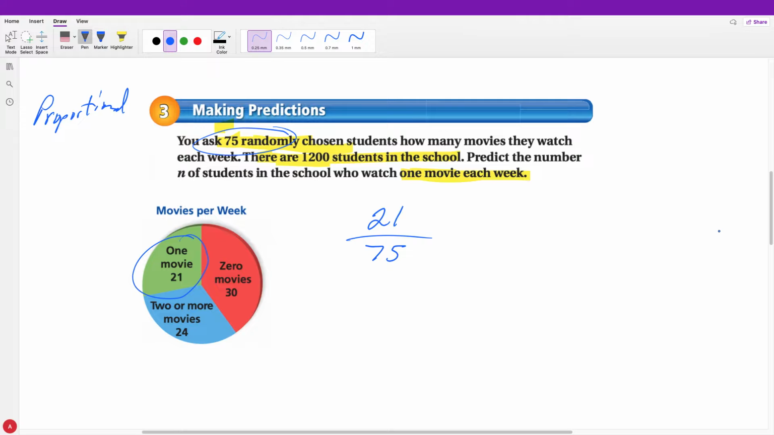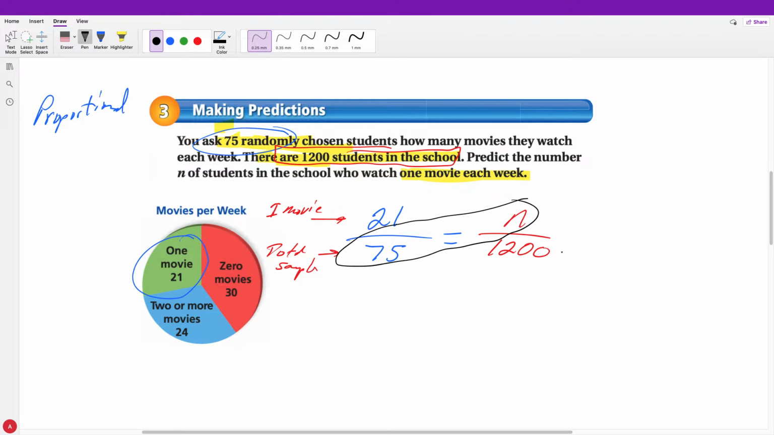So now, remember, it's all about consistency. We are going to create a proportion, and now we're going to use the information about all of the students in the school. In here, our numerator was one movie, and our 75 was the total sample. So now if we're going to make a proportion, we need to be consistent. The total number of students that we asked is going to be the total number of students in the school, meaning that my denominator will have to be 1,200. And then my numerator will be my variable n. That's what we're trying to solve for, a prediction of how many students in our entire school would watch one movie. So now we can go ahead and cross multiply to solve.